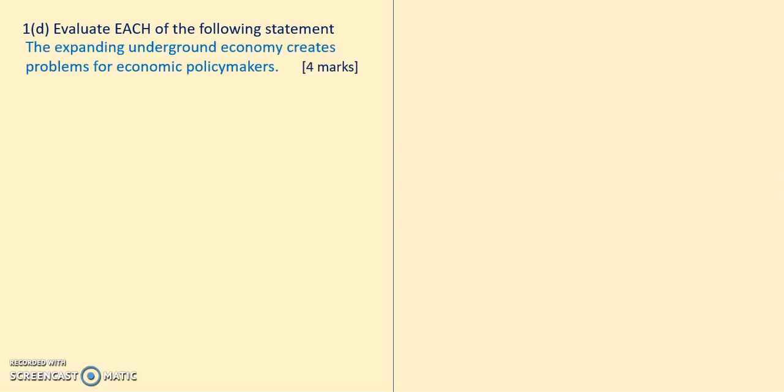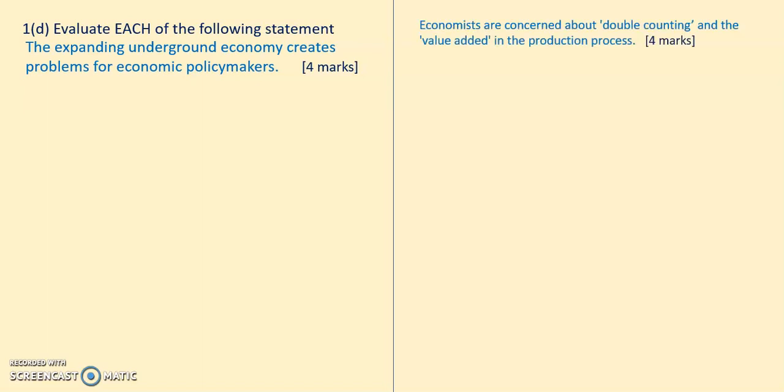All right, so what are these statements? One statement was the expanding underground economy creates problems for economic policy makers. And the other one is that economists are concerned about double counting and the value added in the production process. All right, so let's tackle this, and we're trying to find 4 key points, because you could really write a lot about these things, so you just want 4 key points.